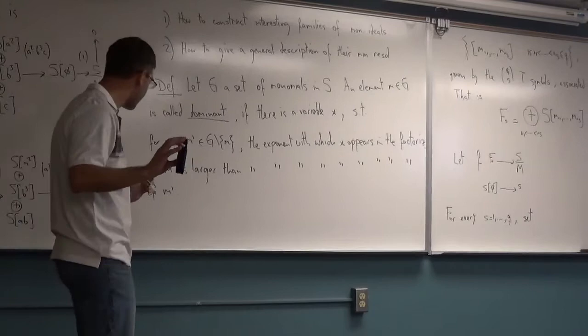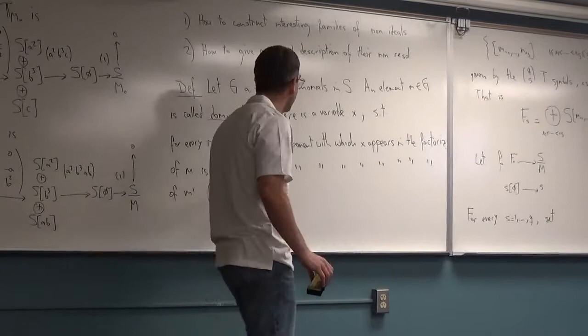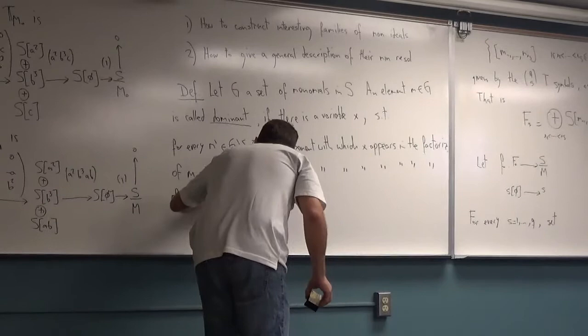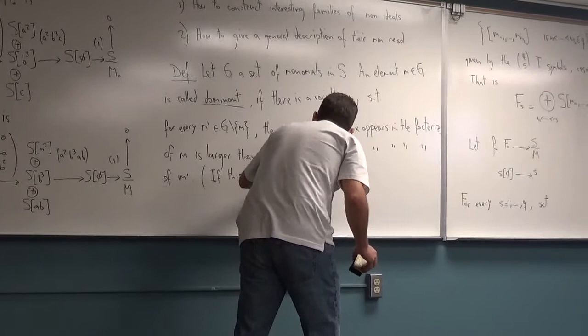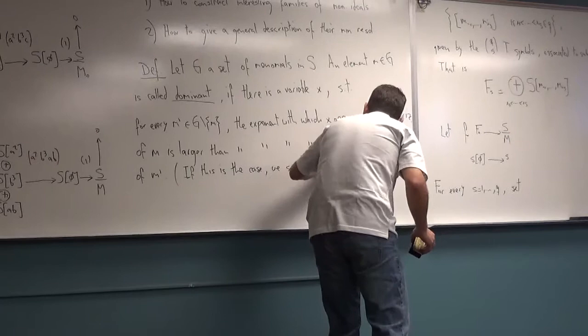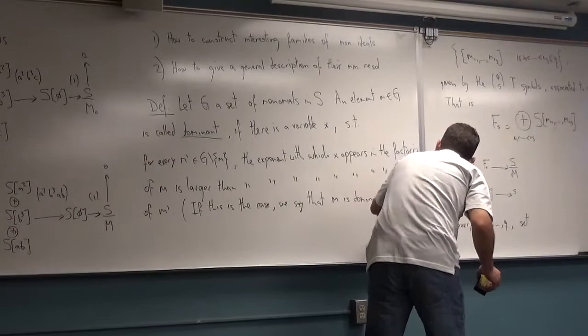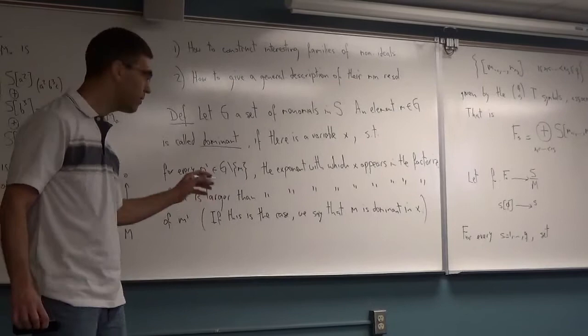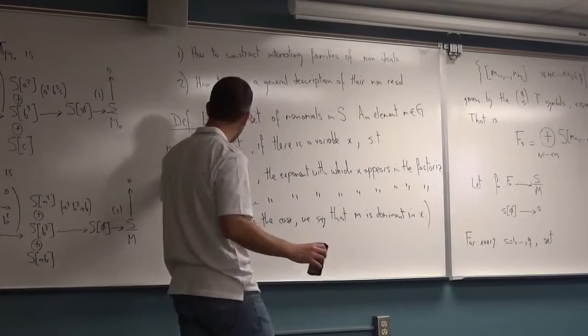Suppose that this is the case, that M is a dominant monomial because there exists such an x. Well, if this is the case, we say that M is dominant in the variable x. But what we want to define is dominant ideals. You see, this is the concept of a dominant monomial. We pick this element and we say, well, the monomial is dominant if this is satisfied, right? But I want to define what a dominant ideal is. So here is the definition.